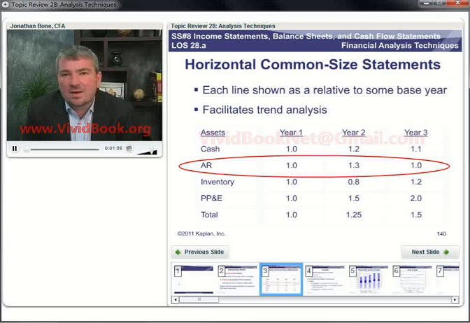So in year 1, notice all the balances are 1. Then you can see in year 2 we're looking at our accounts receivable relative to year 1. So it says 1.3, telling us our accounts receivable was 30% higher, and then in year 3 you can see they're back down to 1, so they fall back to their original level. Purpose of this, of course, is trend analysis.